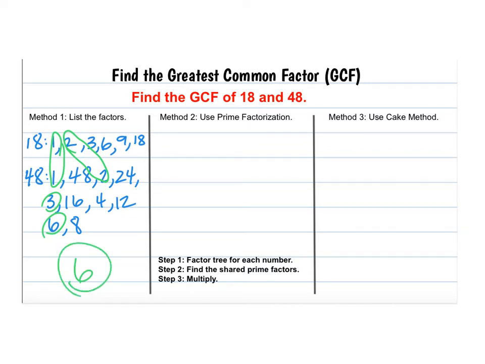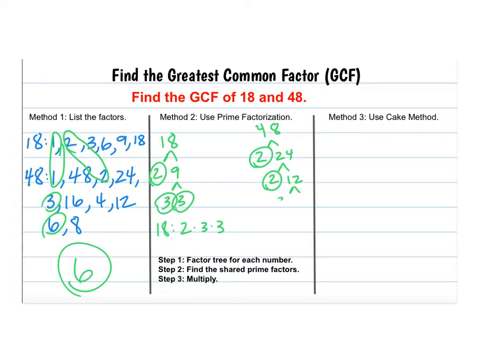Second method is to use the prime factorization, so factor trees. So 18, 2 and 9, 2 being prime, 9 splits between 3 and 3, 3 being prime. So that would be 2 times 3 times 3. We're going to write it in expanded form. For 48, 2 and 24, 2 and 12, 3 and 4, 2 and 2.